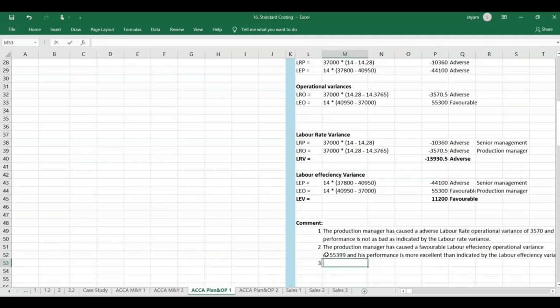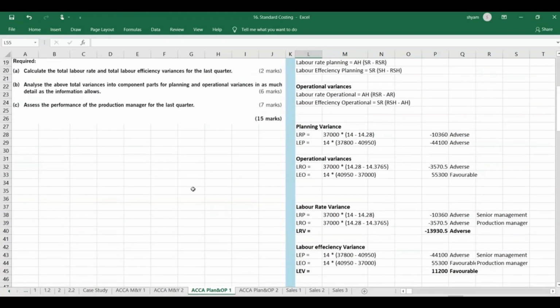Number 3, much of the adverse variance has been caused by the senior management in terms of their planning. In terms of their planning is where the problem is lying. So that is the third point. So finally, the manager should be appreciated for his efforts.